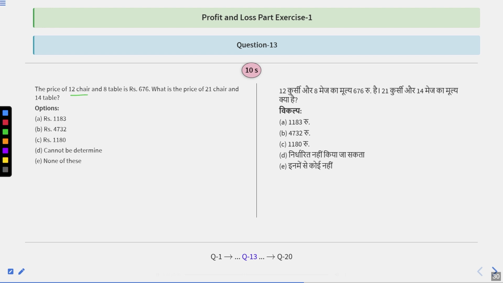The price of 12 chairs and 8 tables is rupees 676. What is the price of 21 chairs and 14 tables? You have 5 options and 10 seconds to analyze the question. Your time starts now.